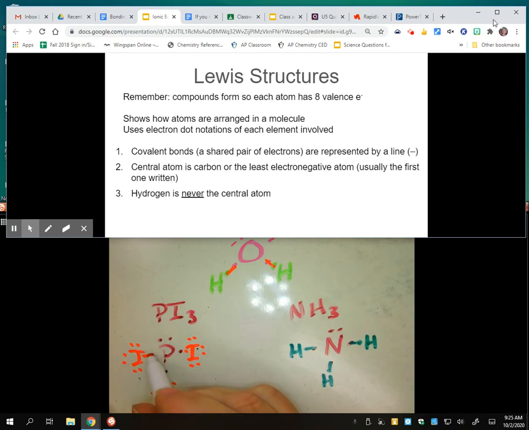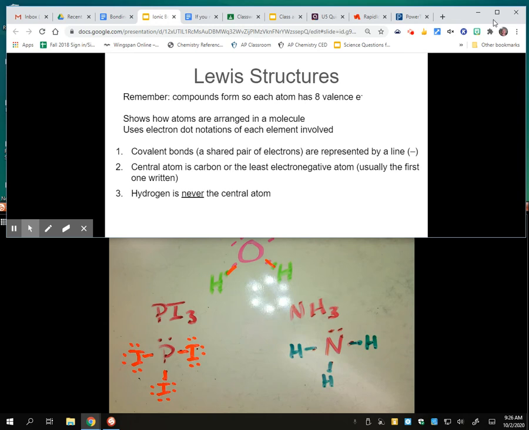And this is going to form a bond here. And now phosphorus has access to 1, 2, 3, 4, 5, 6, 7, 8. That fulfills his octet. Iodine now has access to 1, 2, 3, 4, 5, 6, 7, 8, and each iodine has access to 8. Everyone has fulfilled their octet, and so we know that is the correct structure.